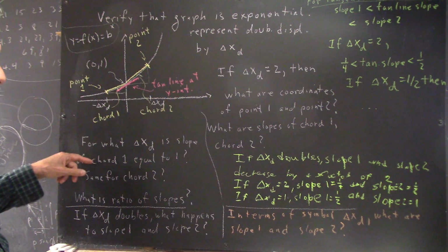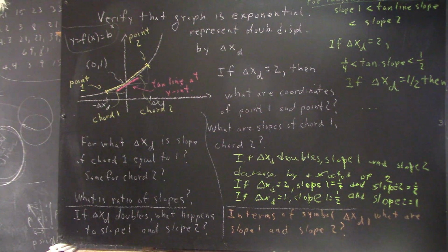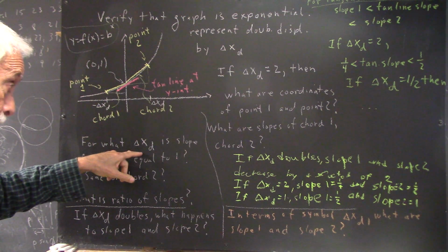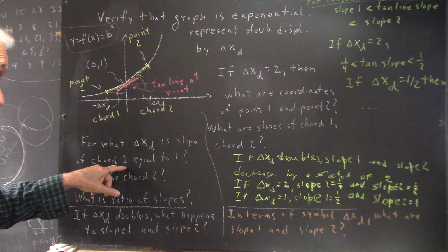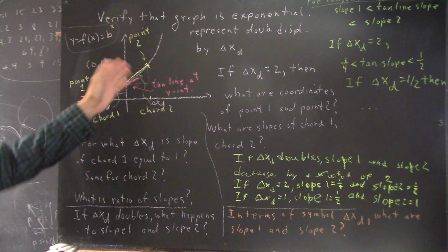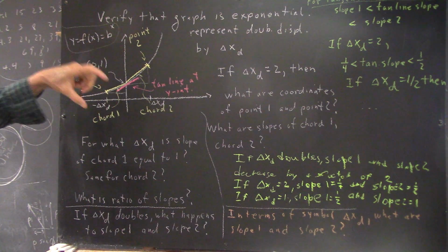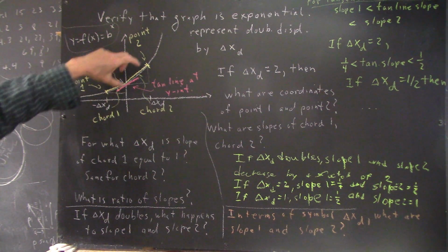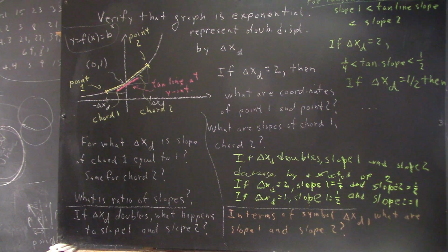I'm sorry, is the slope of chord 1 equal to 1? I'm sorry, I was a little distracted. Something popped up on my computer screen. No excuse. So, for what doubling displacement is the slope of chord 1 equal to 1? And the same question for chord 2. For what doubling displacement is the slope of chord 2 equal to 1?